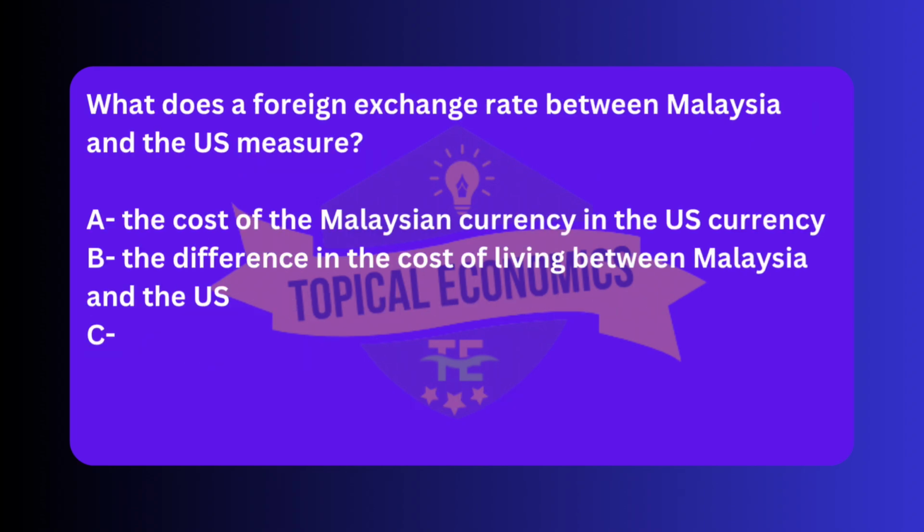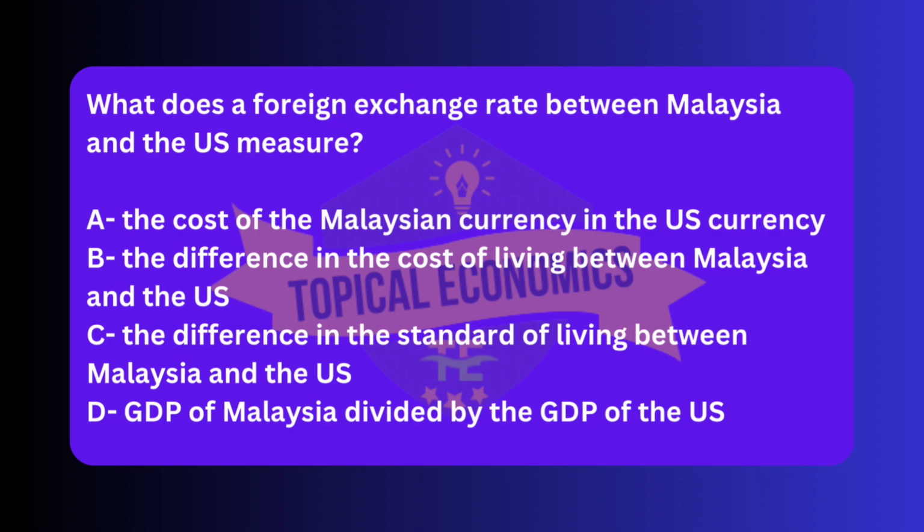Moving to the fifth question. What does a foreign exchange rate between Malaysia and the US measure? A. The cost of the Malaysian currency and the US currency. B. The difference in the cost of living between Malaysia and the US. C. The difference in the standard of living between Malaysia and the US. D. GDP of Malaysia divided by the GDP of the US. Reference, 2021 May-June version 3.